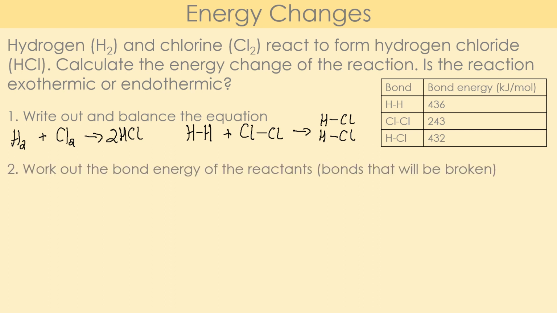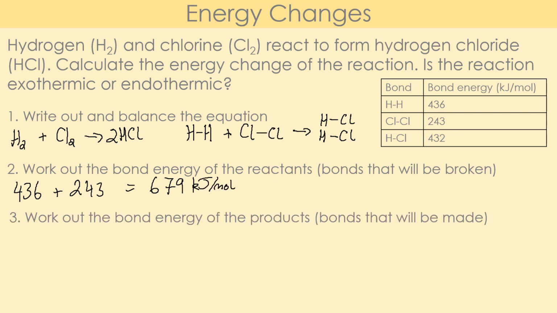Our second one is to work out the bond energy of the reactants. There are bonds that will be broken. So I've got my hydrogen, which is 436. So I've got 436 kilojoules per mole, plus my chlorine that I need to break, which is the 243. If I add those together, I get 679 kilojoules per mole.